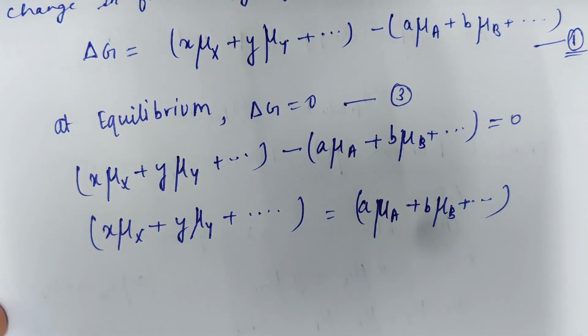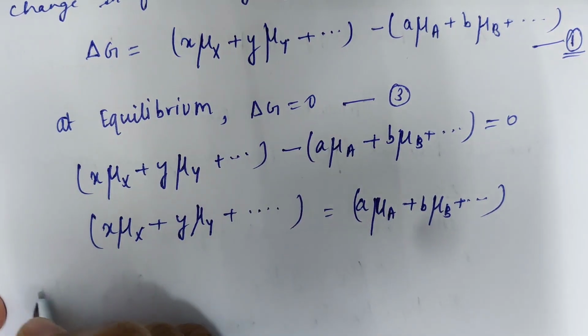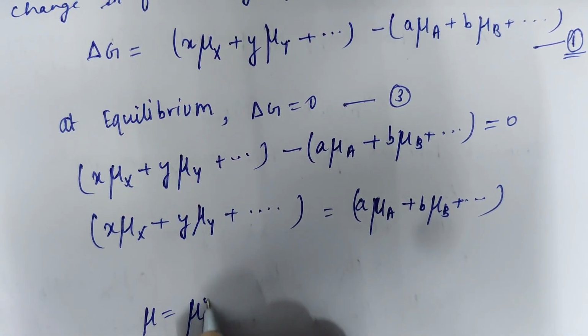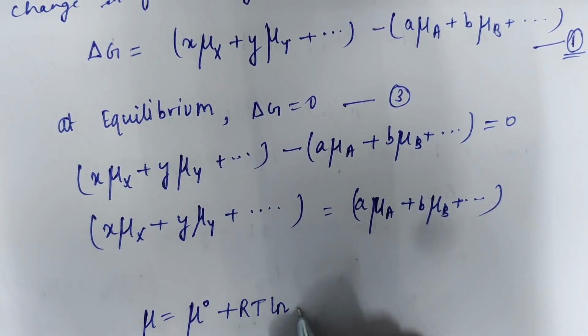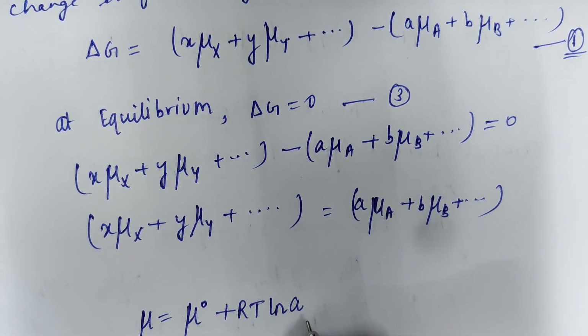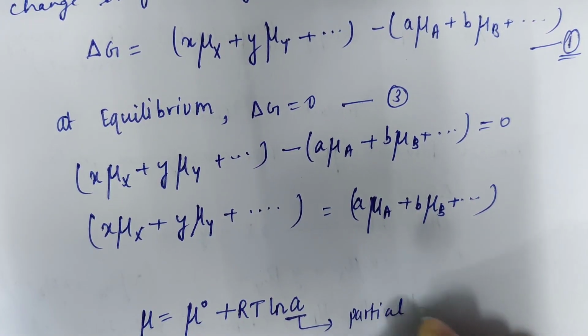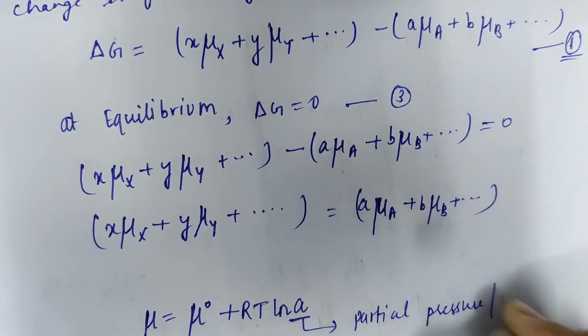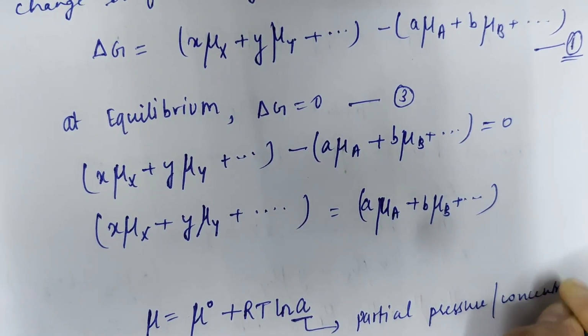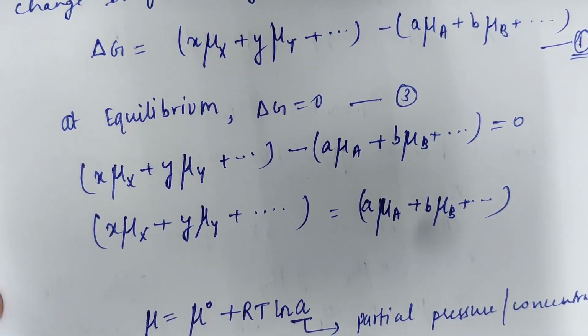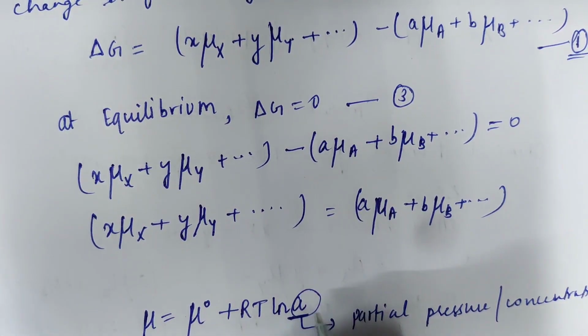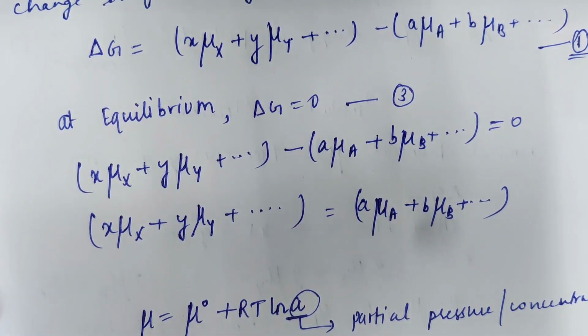Now there's one new thing. The chemical potential for constituents of a gaseous mixture is given by an equation: mu is equal to mu naught plus RT ln A. This A could be anything. This is activity, so it can be partial pressure or concentration. Anything that signifies activity can be used here.